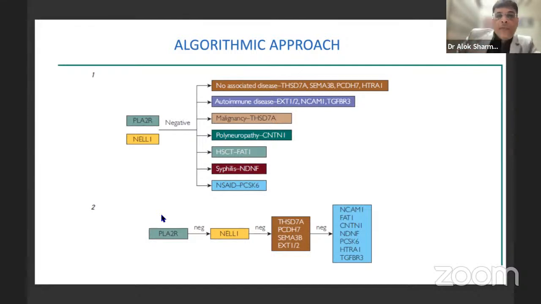FAT1. What was it called? So this is how we are going to do it, and if the patient has CIDP, I'll put up the contactin 1. So this is how we will approach instead of putting everything together at once. And this will solve a lot of problems going forward. The only thing is that the repertoire has to be available at that particular institute.